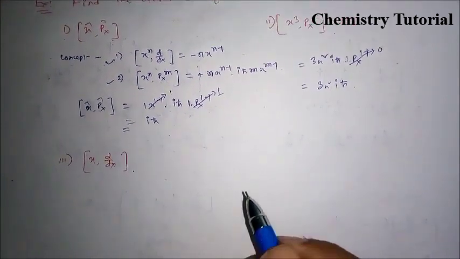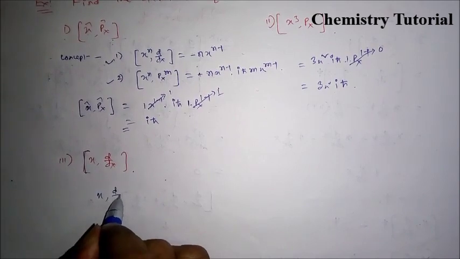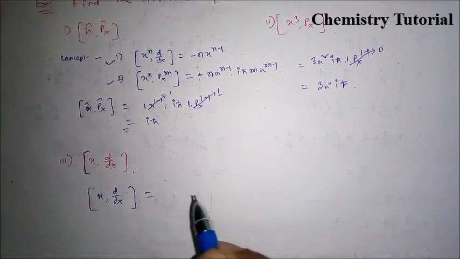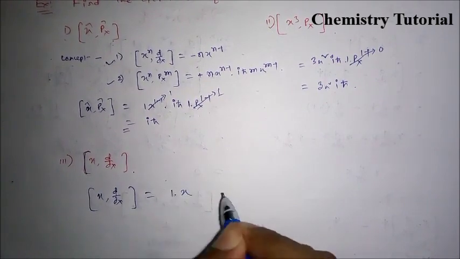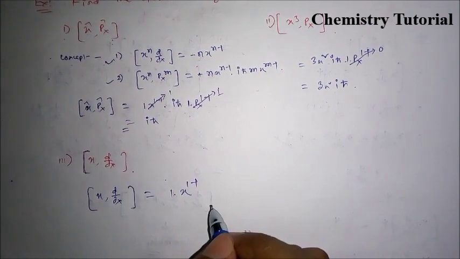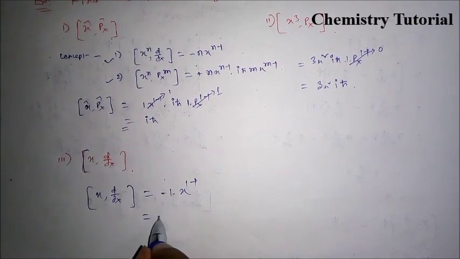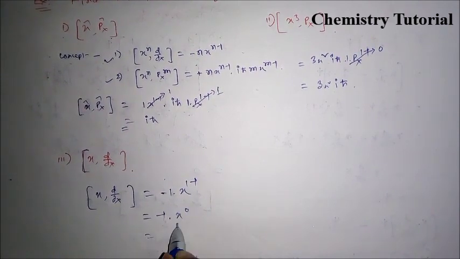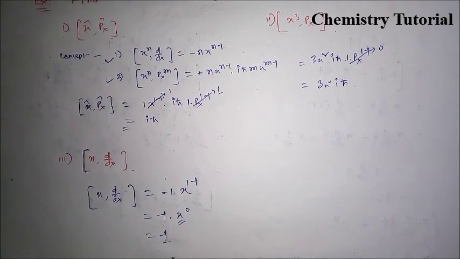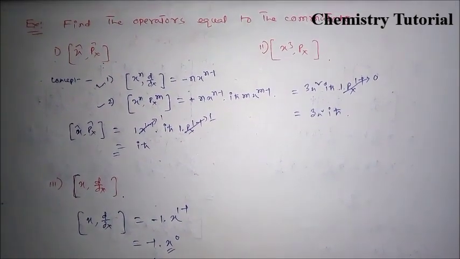Again, for this problem, x into x, d/dx, this commutator will be 1 into x to the power minus of 1 into x to the power 1 minus 1. So minus of 1 x to the power 0, this will be equal to 1, that is 1. This is the value of this commutator. By this way we can solve the problem from commutator algebra.